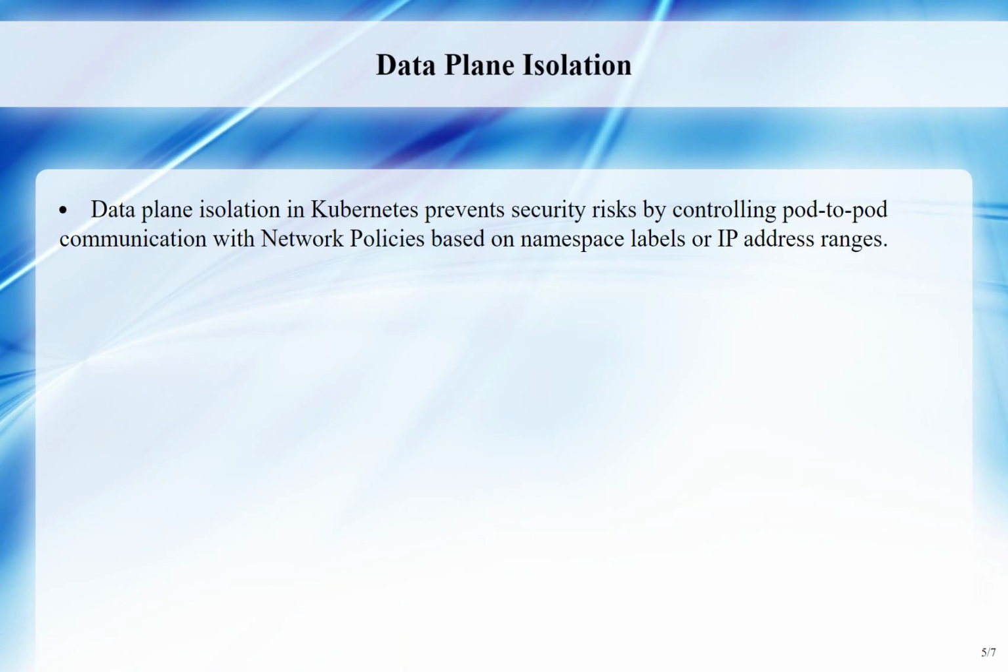Data plane isolation is important for ensuring that pods and workloads for different tenants are sufficiently separated to prevent security vulnerabilities. By default, all pods in a Kubernetes cluster can communicate with each other, leading to potential risks of traffic interception or redirection. Network policies can be used to control pod-to-pod communication by restricting it based on namespace labels or IP address ranges.